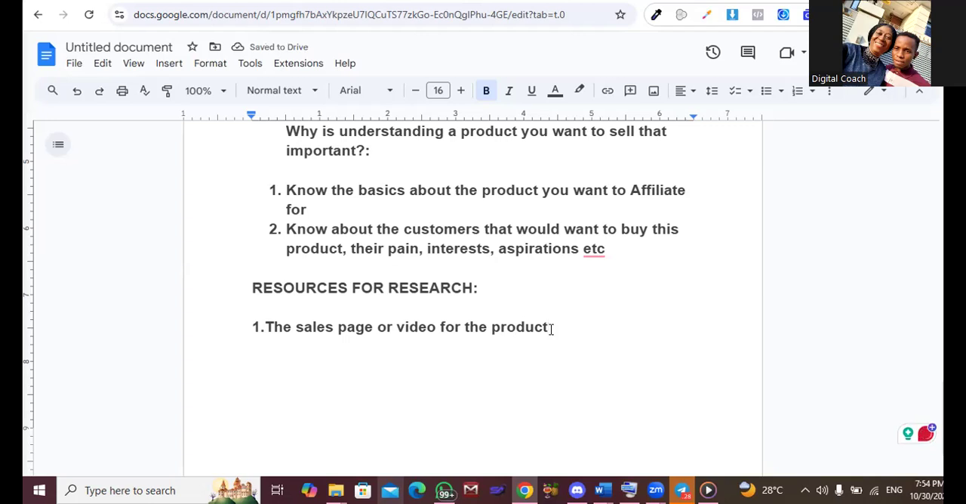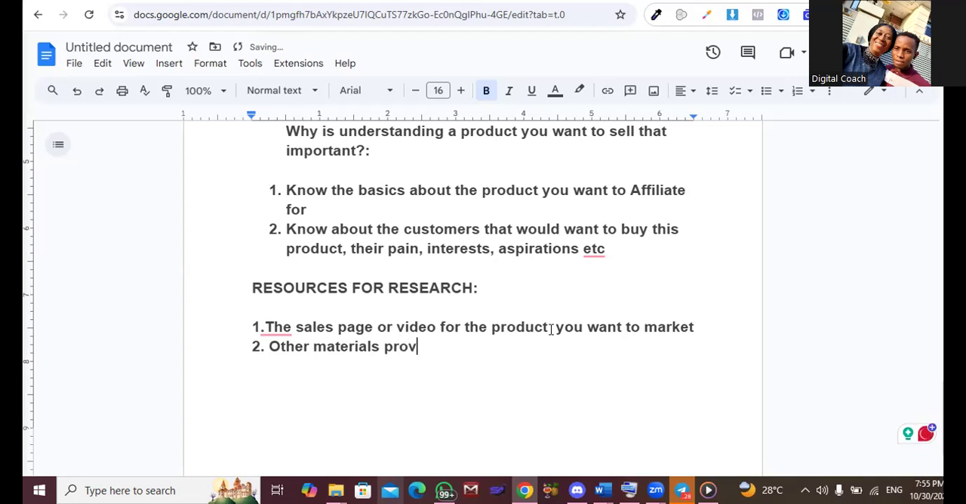Okay. The sales page or video for the product you want to market. All right. This is very key. It's one of the primary places you can get that. And then number two, other materials. Most times, most affiliates, they give marketing materials. Read through, go through those other materials. This applies to any affiliate marketing platform.